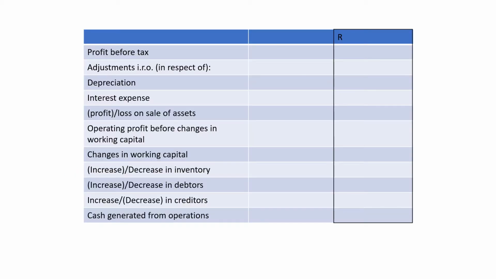So this is the format for note 1. As you can see, there's profit before tax and then your adjustments in respect of depreciation, interest expense, profit or loss on sale of assets, your operating profit before changes in working capital. You get your changes in working capital, which consist of your inventory, your debtors, your creditors. Then you get your cash generated from operations. Don't worry, I'll go through each line item and explain where you get the amounts, how you get the amounts.